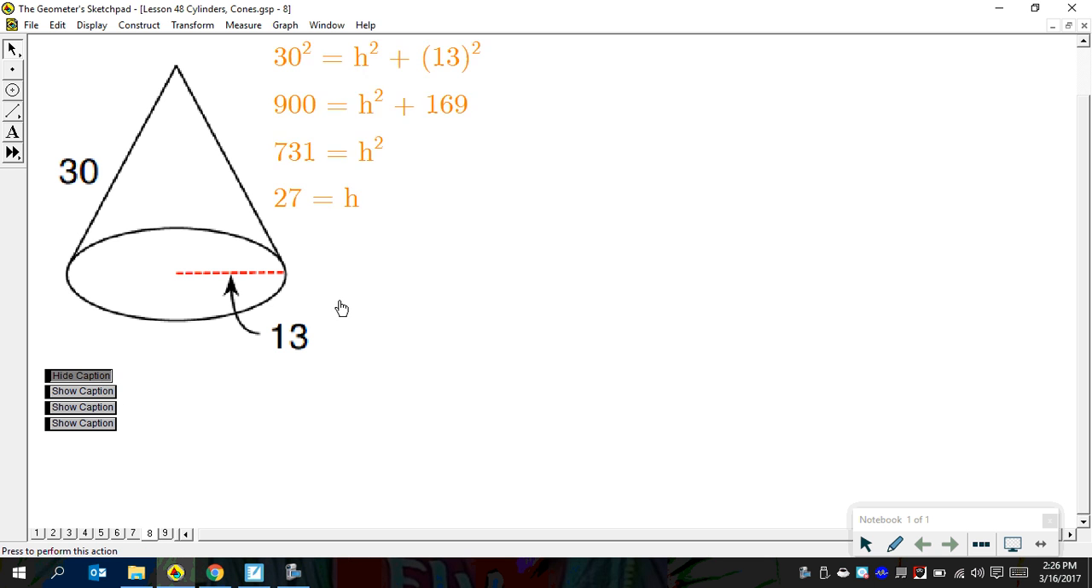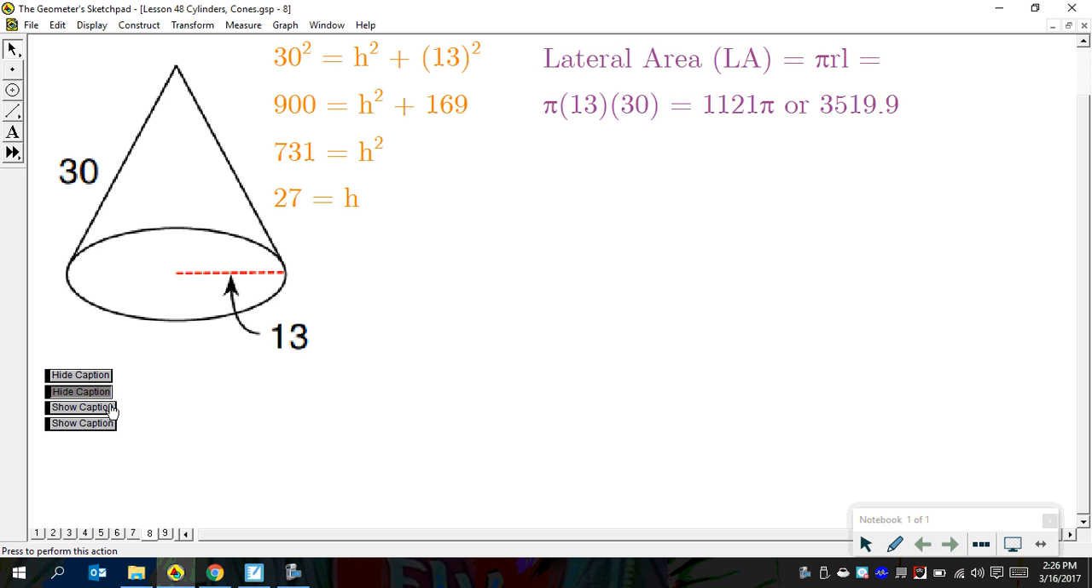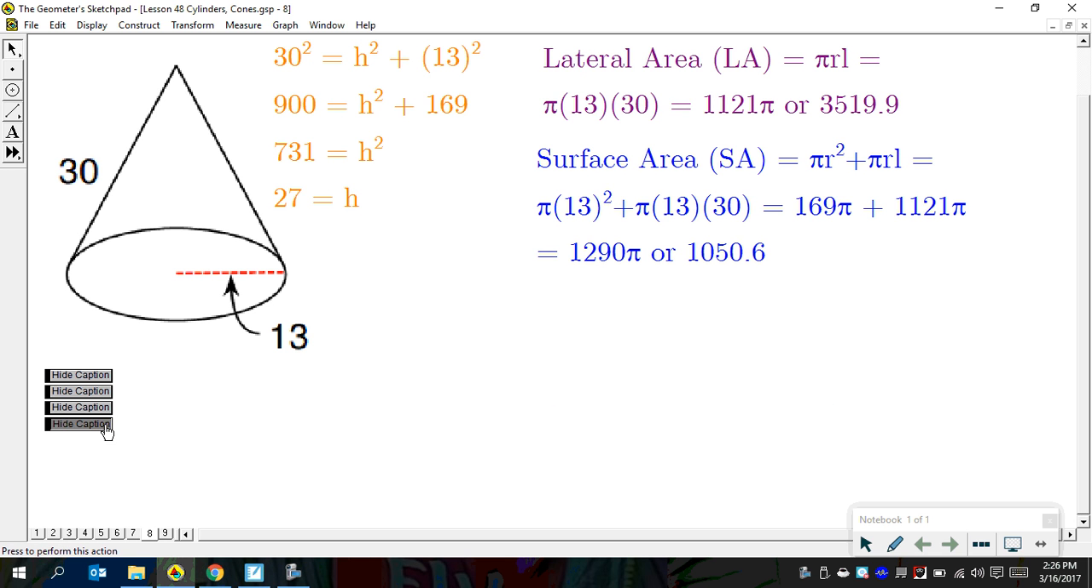So we use Pythagorean theorem. This time 30, our slant height, is C, since the slant height is going to be the longest of the 3 dimensions. And we're looking for A or B, so it doesn't matter which one you choose. So if we solve here for H, we get H to be 27. So this straight up and down distance is 27. So then you can use the formulas.